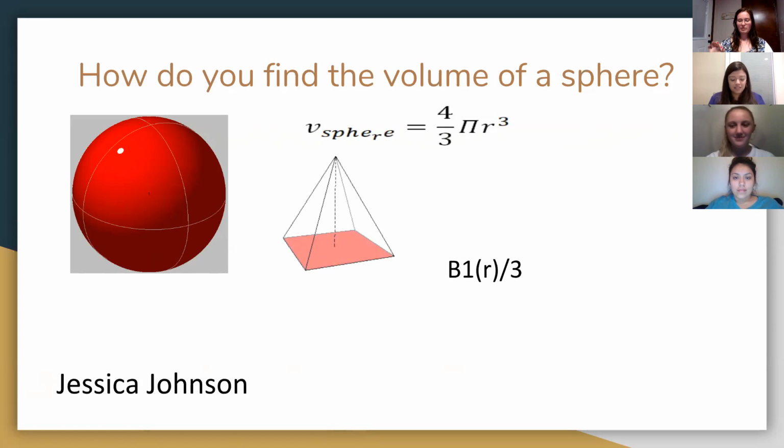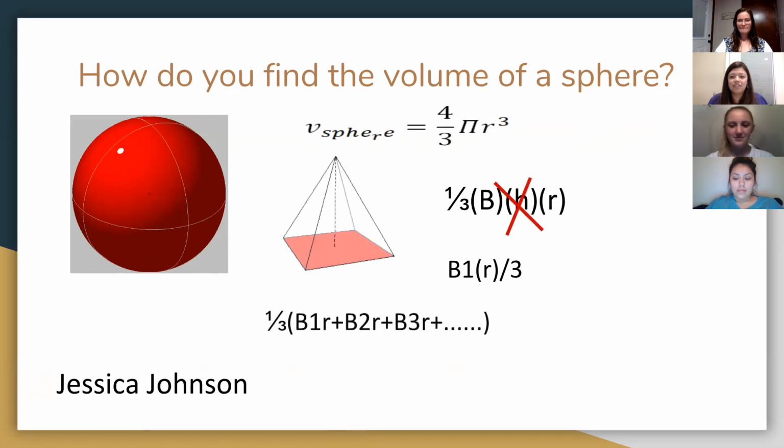To find the volume of a pyramid, it's 1/3 times area of base times height. Since the height of the pyramids are the radius of the sphere, we change the height to radius. Change the formula to look like this: 1/3 times base 1 radius plus base 2 radius plus base 3 radius, etc.